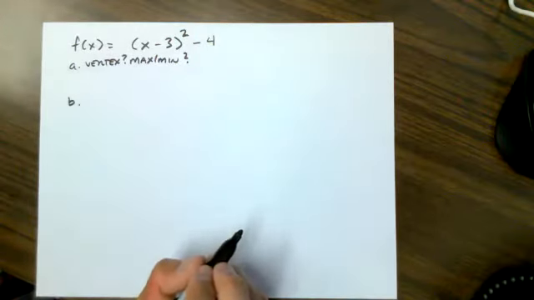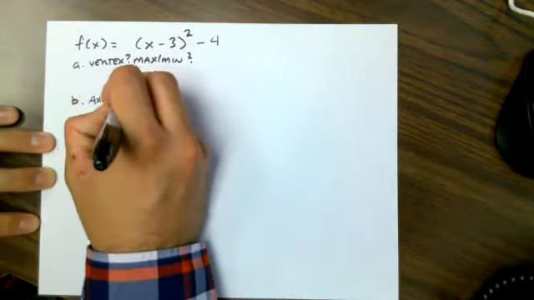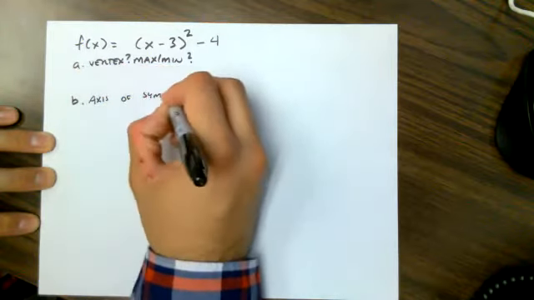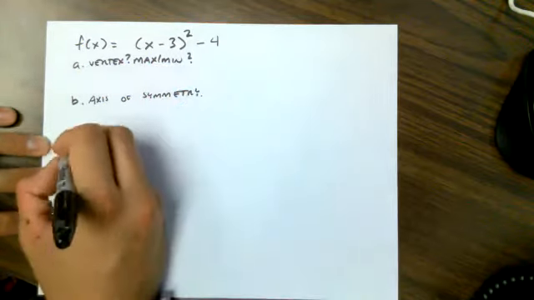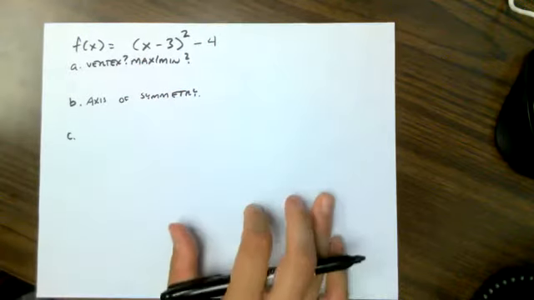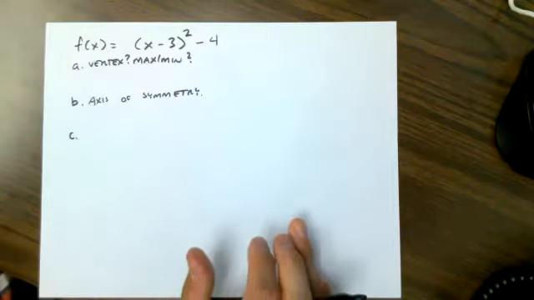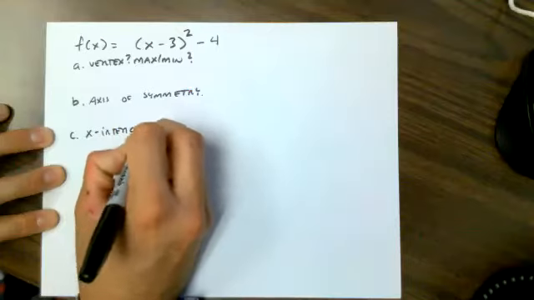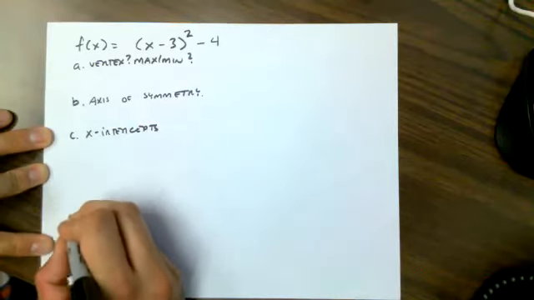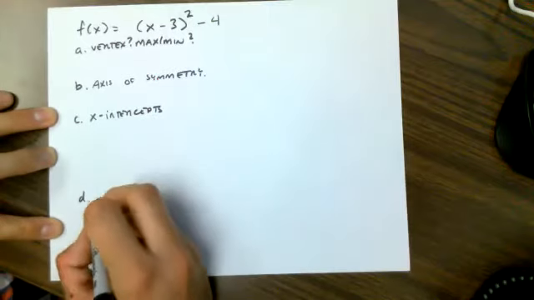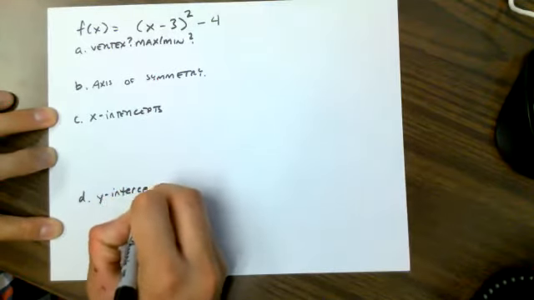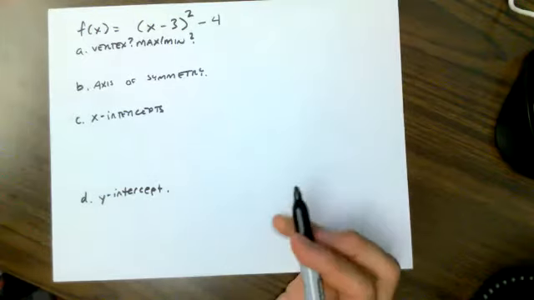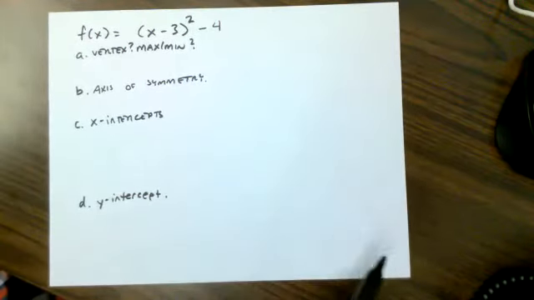So vertex, max or min. B, use vertex, intercepts. Okay, let's do axis of symmetry, which is not going to take that much space up. And then it asks for intercepts. So let's do the x-intercepts, and then a y-intercept. Can't have more than one y-intercept, we wouldn't have a function, right?